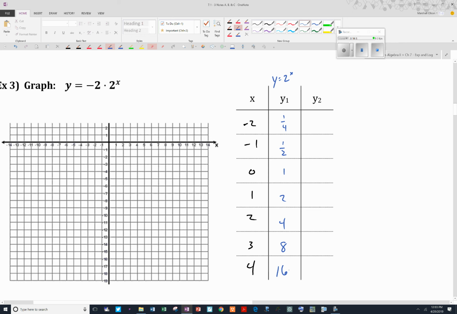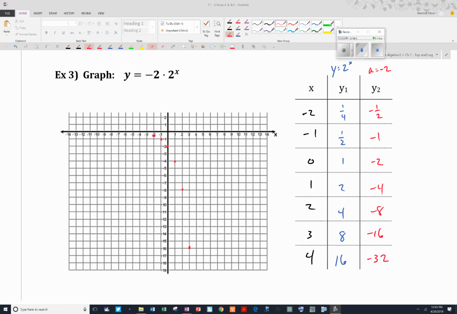But now here's the actual graph that we're going to graph, and that is when we have an A value that is equal to -2. We're going to multiply those all by -2. It's going to give me a -1/2, -1, and so forth. And then we'll plot those. Notice as you plot those that even though this thing is going down, your y values are doubling, still because of that 2. Doesn't matter that it's got the -2. That -2 affects the initial value, where it crosses the y-axis.